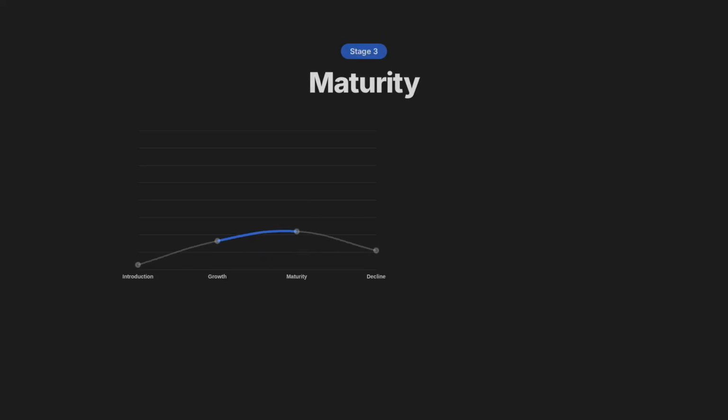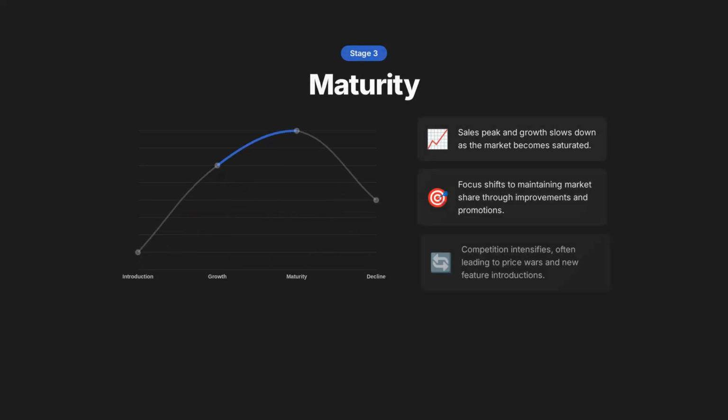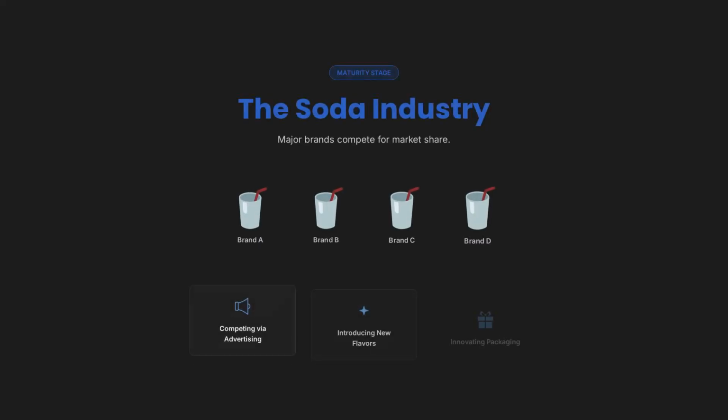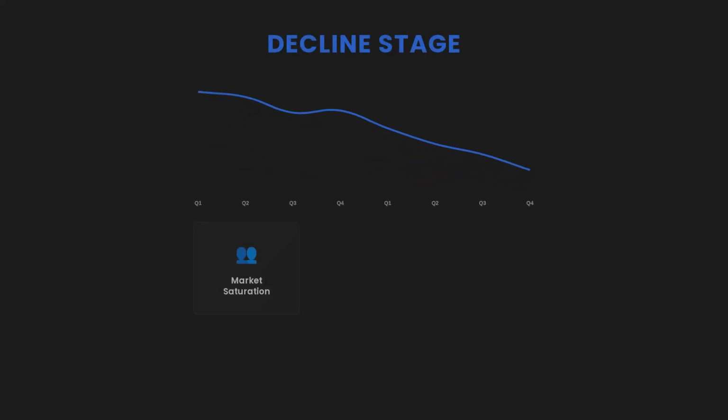The third stage is maturity. At this point, sales peak and growth slows down. The market becomes saturated and competition intensifies. Companies focus on maintaining market share through product improvements and promotions. Example: the soda industry is in the maturity stage, with major brands competing through advertising and introducing new flavors and packaging to stay relevant.